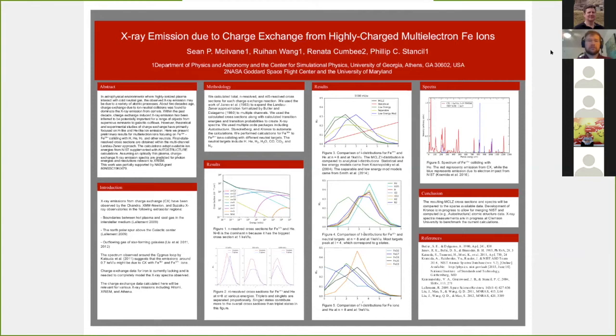For our methodology, we use the multi-channel Landau-Zener approach to calculate cross sections, and we use multiple code packages. First, we use AutoStructure, made by Mullen et al. In AutoStructure, we input the energy levels provided by NIST, and it solves the Schrodinger equation to calculate the theoretical energy levels for all possible states, and also calculates transition probabilities and transition energies.